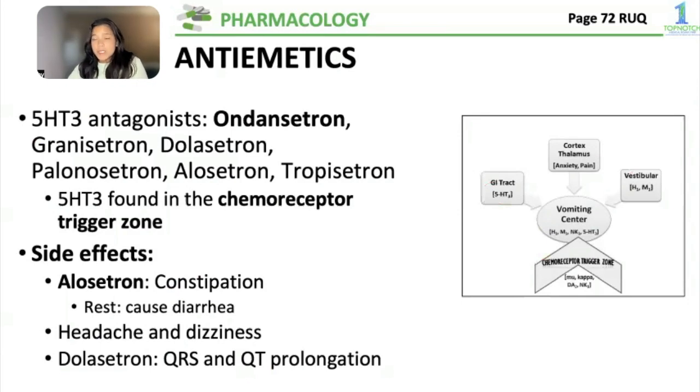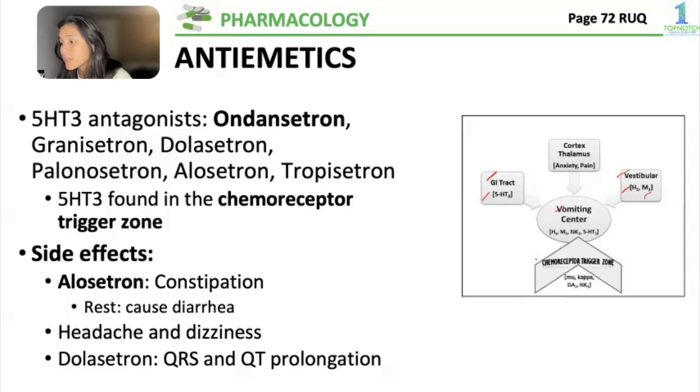So again, I always try to discuss what happens with vomiting anyway. So your vomiting center is found in the medulla, and it receives several inputs from different parts of your body. It receives inputs from your GI tract in the form of serotonin or 5-HT3. It receives inputs from your cortex or your thalamus whenever you perceive anxiety or pain. It receives input from your vestibular system, your inner ear system, whenever it detects abnormalities in motion. And it does so via your histamine and your muscarinic receptors.